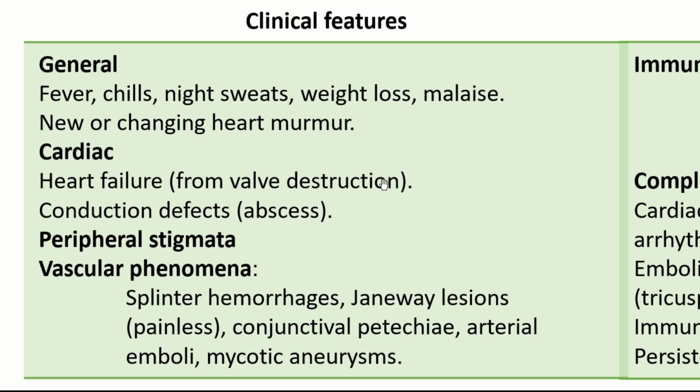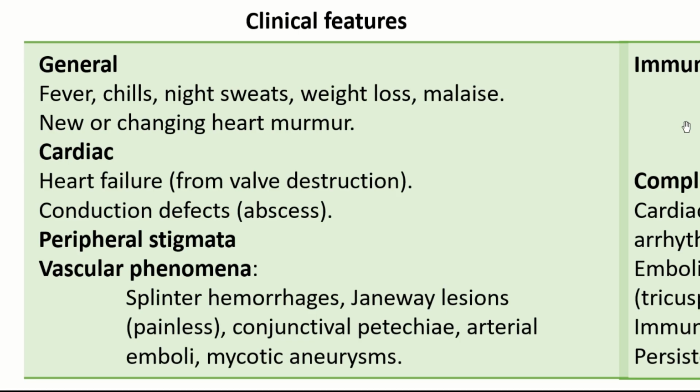Then we can also get conduction defects, especially if you have abscesses forming, because this organism can just cause an abscess there, and this abscess is going to interfere with the conduction of electricity in the heart, and then we shall have a heart block. Then we go to the peripheral stigmata of infective endocarditis, and these are going to appear as either vascular phenomena or immunologic phenomena.